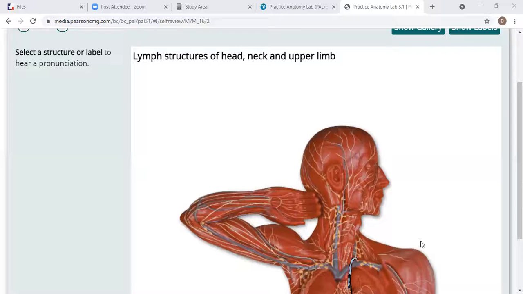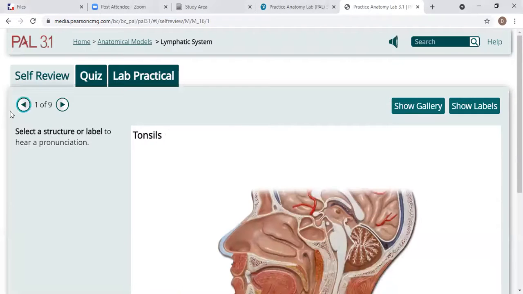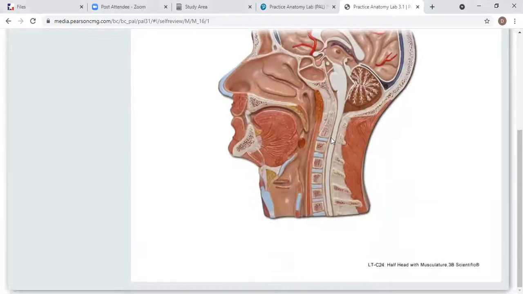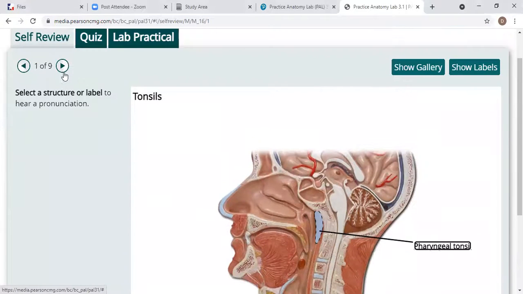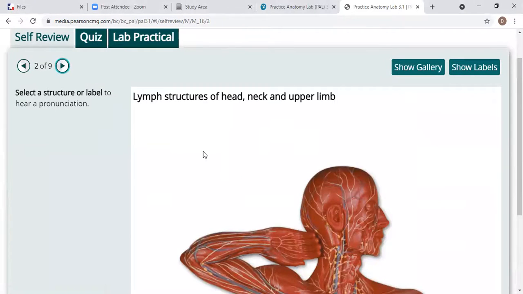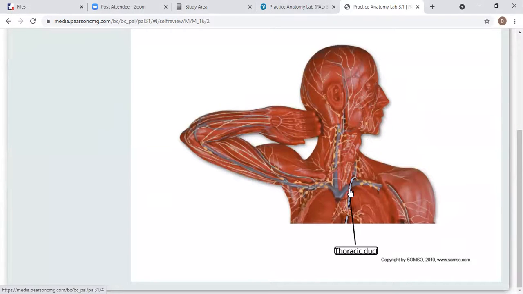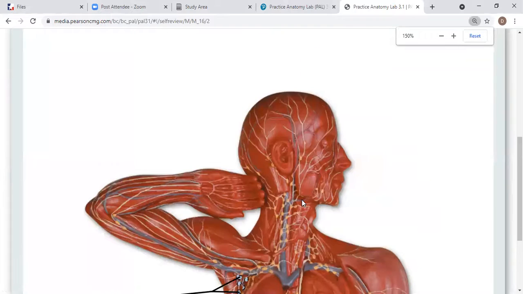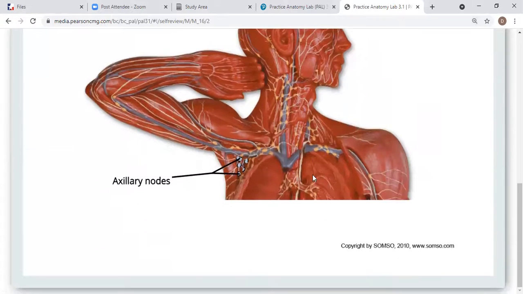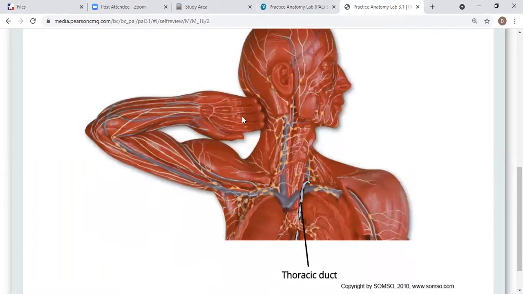All right, so we're talking about the lymphatic system, and we're talking about the pharyngeal tonsil as part of the lymphatic system. Moving on over here, we move into the thoracic duct, right? This is one area of the thoracic duct. These are known as axillary nodes. And again, all part of this lymphatic system that we're taking a look at.